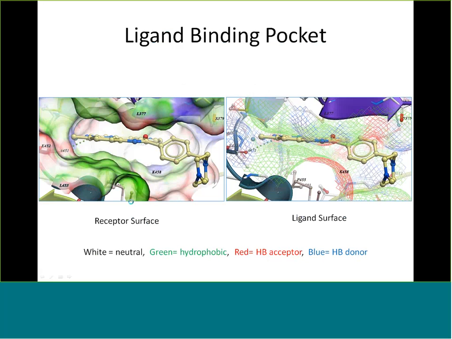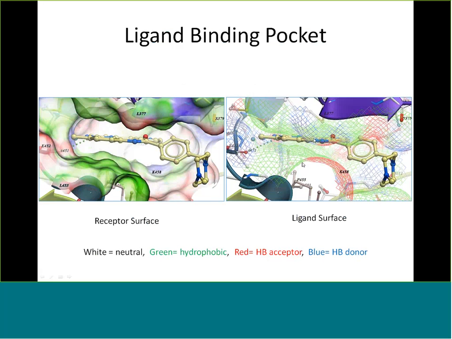You can also in ICM Browser display the receptor surface of your ligand. So if you have a ligand bound to a protein, you simply right-click on the ligand and it will display the surface, colored by binding property, such as hydrophobic region in green, hydrogen bond acceptor in red and hydrogen bond donor in blue. And the kind of opposite of this is what we call the ligand surface.